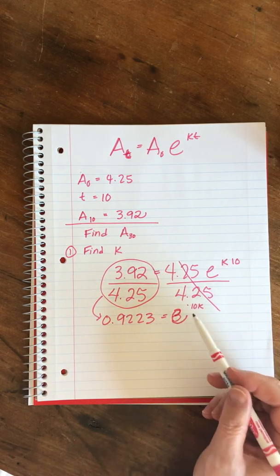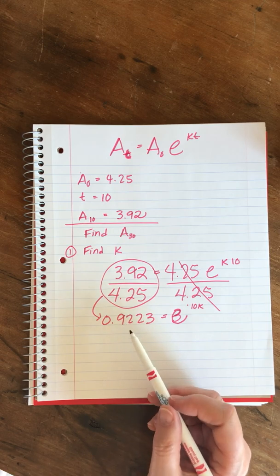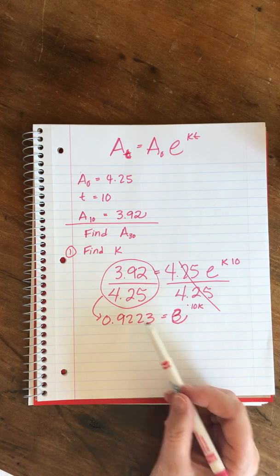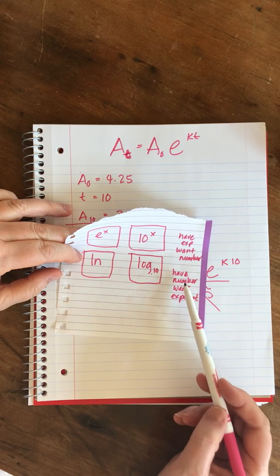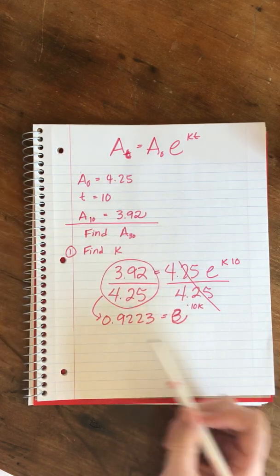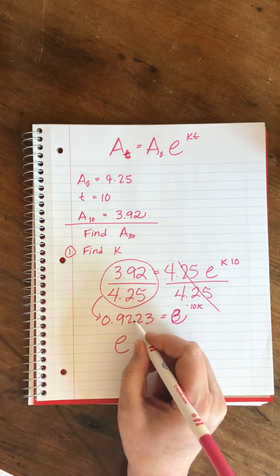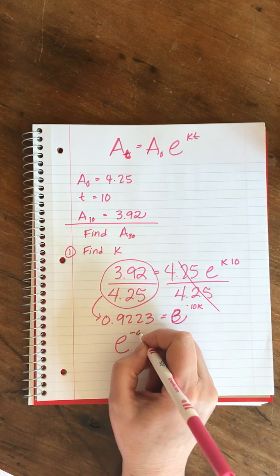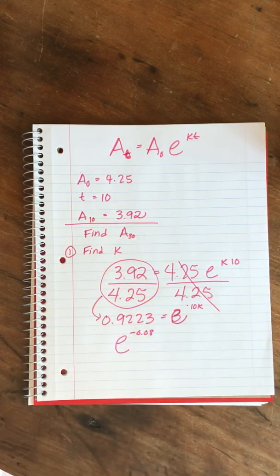Okay, now I'm at the point where I'd like to rewrite this number as an exponent on the base of e. So I've got the number, I want the exponent. That means I need this button, the natural log. I have the number, I want the exponent. Okay, so I plug that in, and I find out that this number can be written as e to the negative 0.08. That's what happens when we have decay.